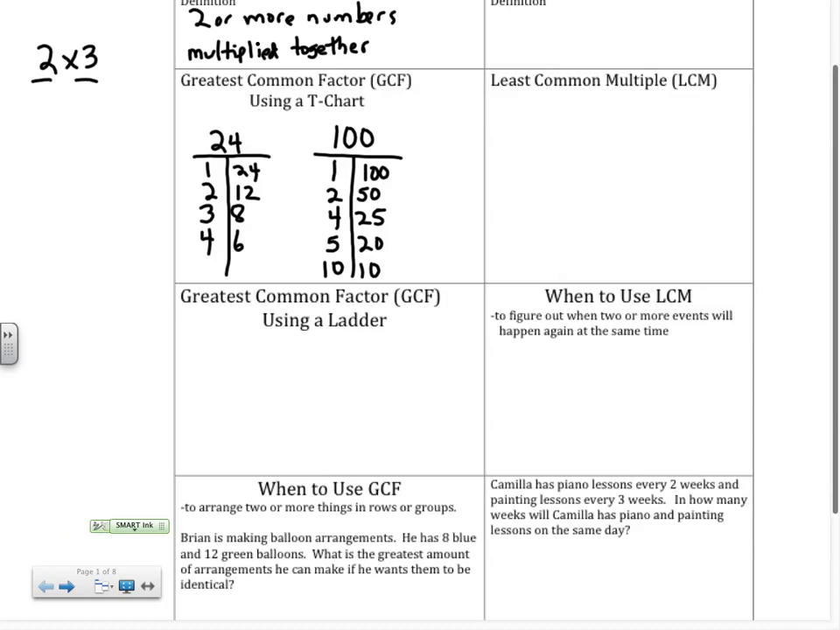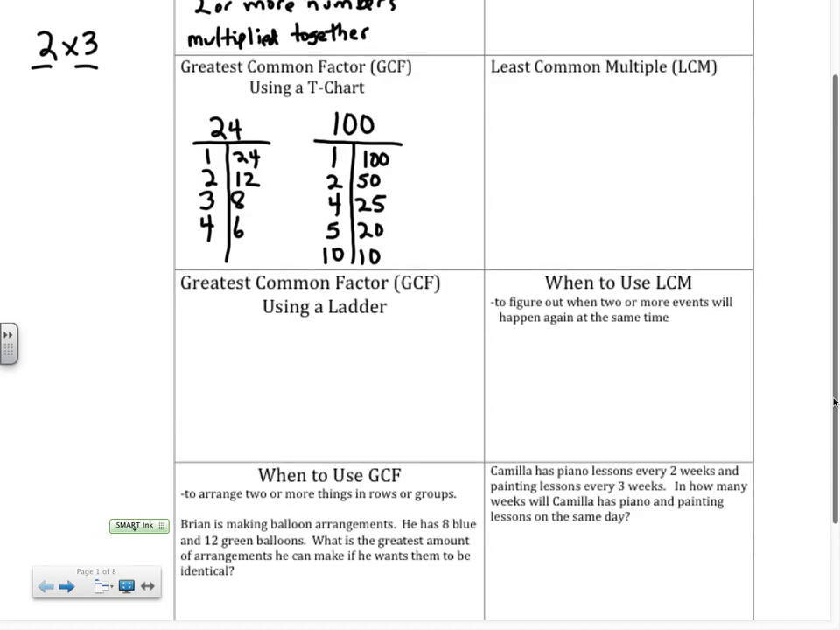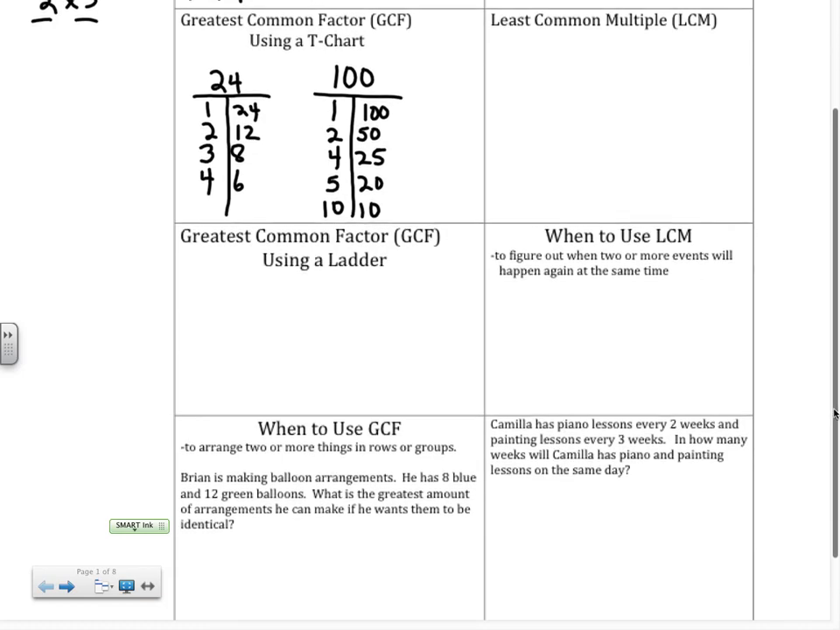Now, that's what you do if you want to find all the factors. Now, if you want to find the common factors, you look at all the factors and circle the ones that both numbers have in common. So their 1s are in common, 2s are in common, and the 4s are in common. And I believe that's it.